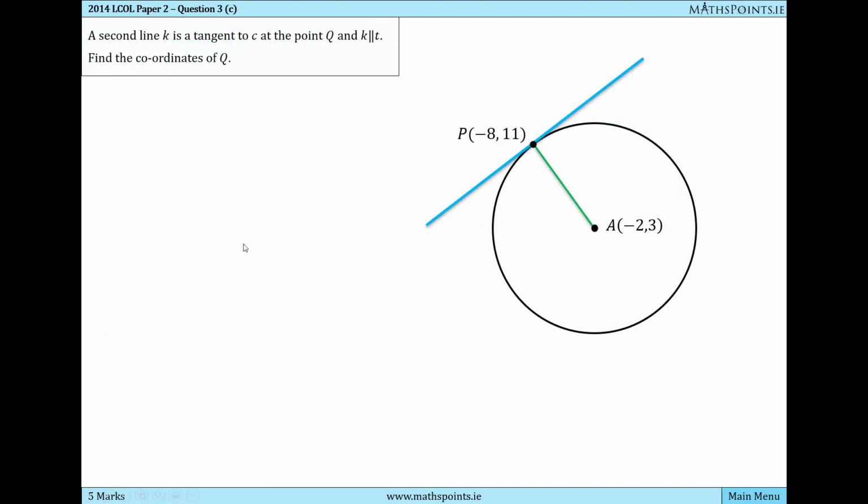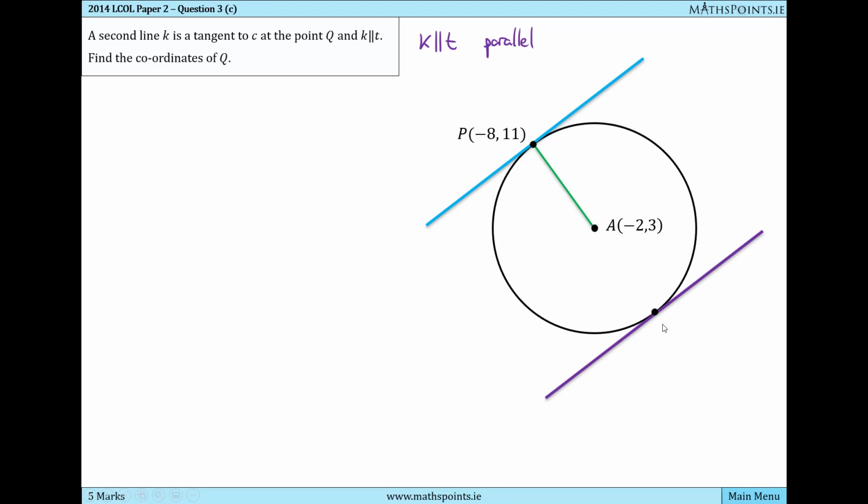In part C of the question, we're told that there's a second line K, a tangent to C at the point Q, and they tell us that K is parallel to T. So when we see two vertical lines like this, that just means parallel. So a sketch is very important for a question like this. We can see that if K is parallel to T, it looks like this, and Q seems to be at this point here, the point of tangency.